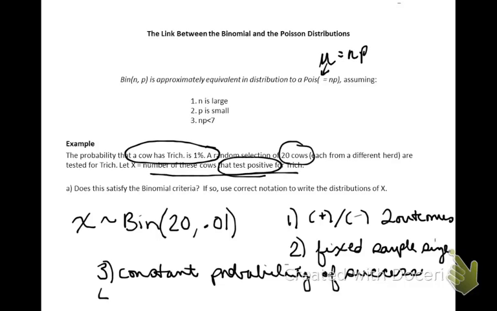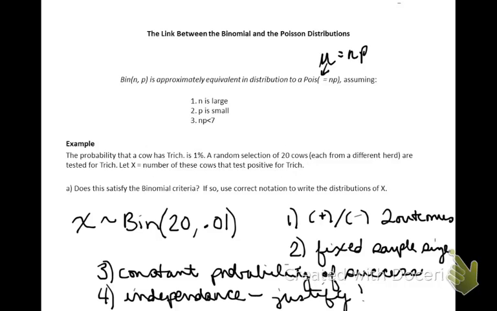The fourth condition that you need to satisfy the binomial criteria is independence. Now I don't have enough room on this page to write down why they're independent, but on the test you'll have to justify why these cows are independent. Each cow is from a different herd and the cows were selected at random. So the outcome of one cow is not going to affect the outcome for another cow. Therefore, they're independent.